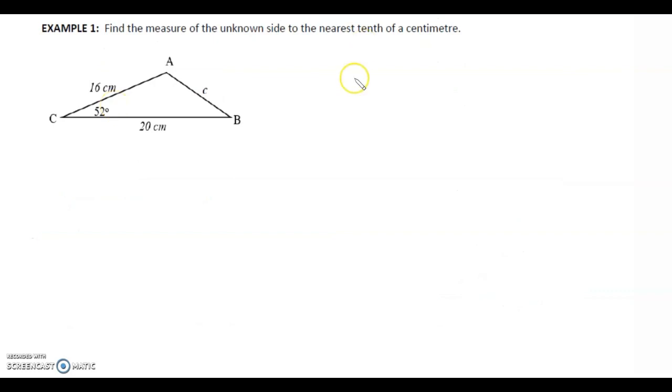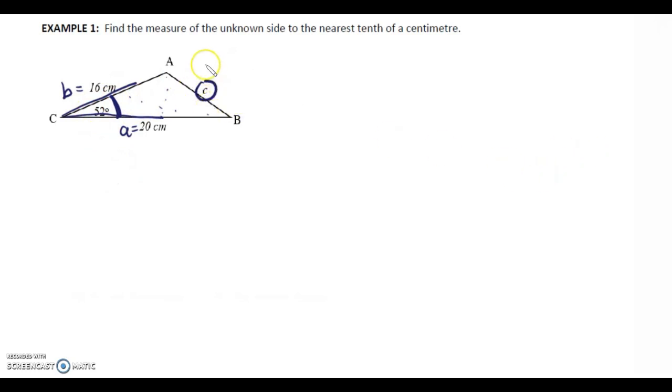Example 1, find the measure of the unknown side to the nearest tenth of a centimeter. Taking a look at this triangle, we have triangle ABC. We have side A, because lowercase a is opposite the angle A. And then we have side B, which is 16. A and B make angle C, and we need to solve for side C.